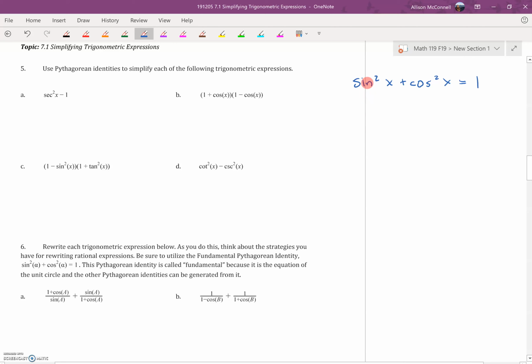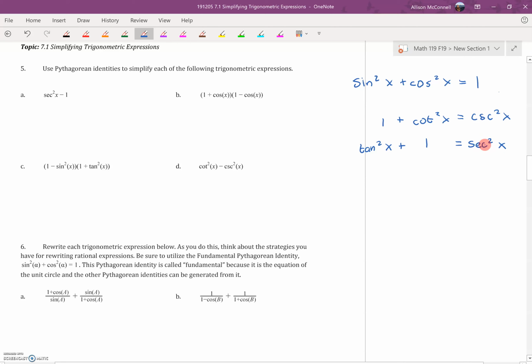So dividing by sine squared of x, I get 1 plus cosine squared x over sine squared x, which is cotangent squared x, equals 1 over sine squared, which is cosecant squared of x. And then I'm going to do the same thing with cosine. So I'm dividing everything in my equation by cosine squared and I get tangent squared x plus 1 equals secant squared x. And I'm not showing you that process because we already did that in class.